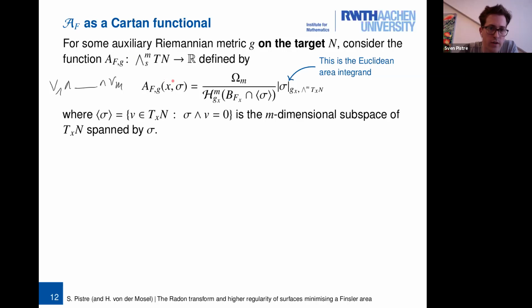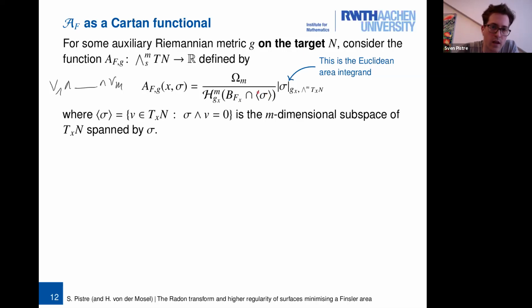Anyway, so how is this defined? Here you can see that you take a point on the manifold and a bivector spanned by tangent vectors. And at the end, you can see that this is basically the Riemannian area integrand. It's the classical one, the term that pops up when you calculate the Jacobian. And then you have this weight function here, which looks kind of similar to what we've seen before, only that everything is now on the target, not on the domain. So this is the Finsler ball on the target with an F, not an F bar. Previously it was pulled back.